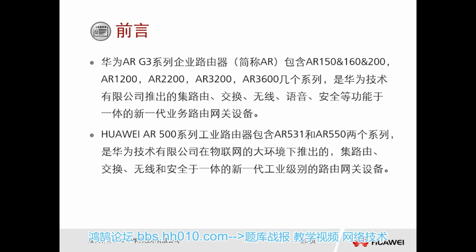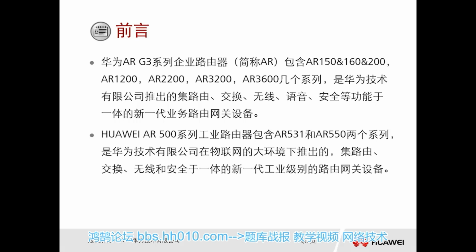AR150, AR160, AR200, AR1200, AR2200, AR3200, and AR3600, these series. In general, it is a new generation business router gateway device launched by Huawei, integrating functions such as routing, switching, wireless, voice, and security. So this is the AR-G3, which is an enterprise router, and this is an introduction to it.